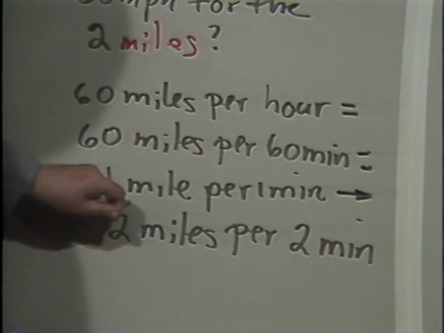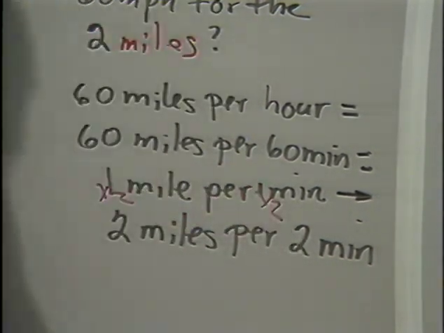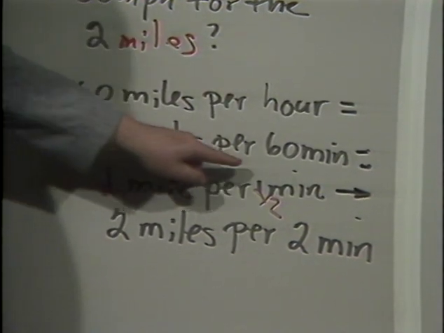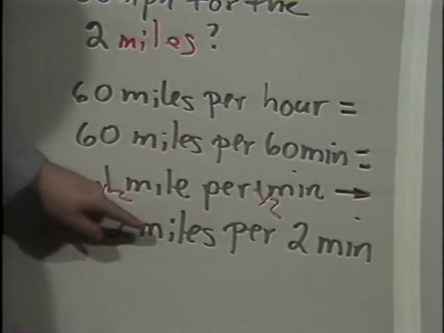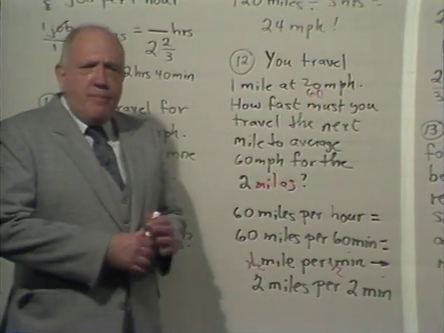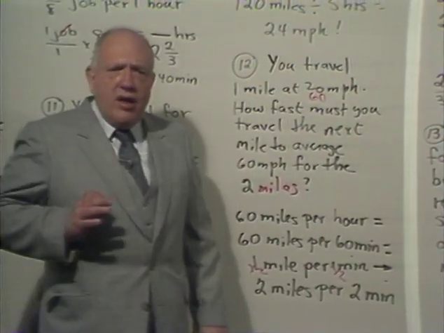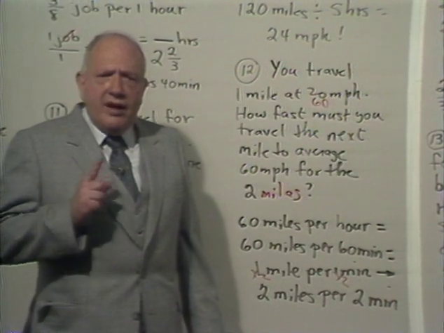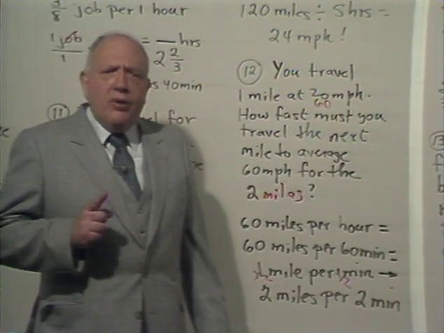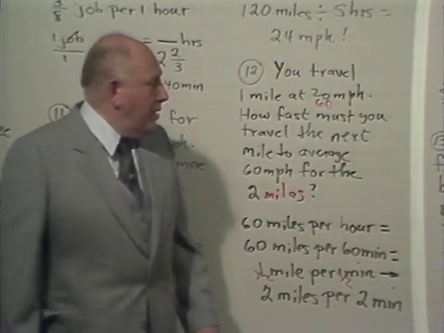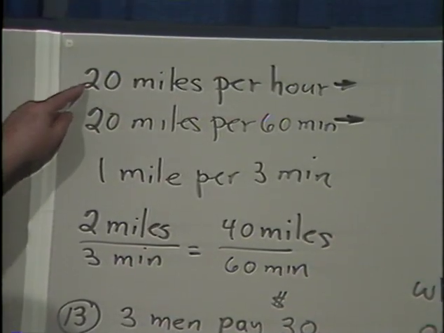So in 2 minutes, you go 2 miles, don't you? See, multiply both sides of the ratio by 2, so you're going what? 2 miles per 2 minutes. That means that to qualify for this race, you have to do both miles in a total of 2 minutes. Now, how fast did you do the first mile? The first mile you did at 20 miles per hour.